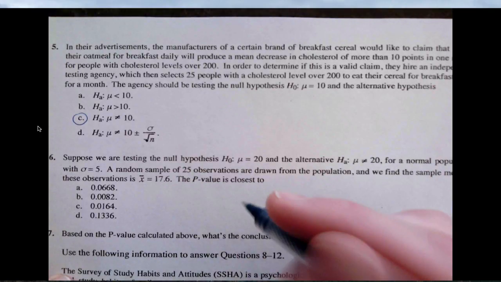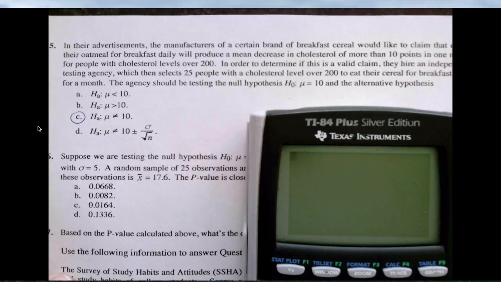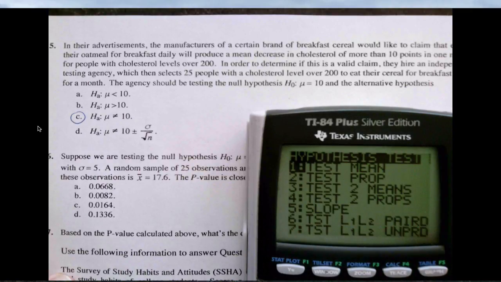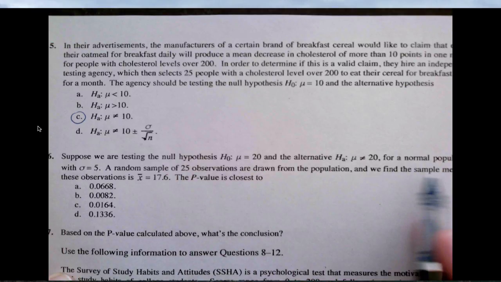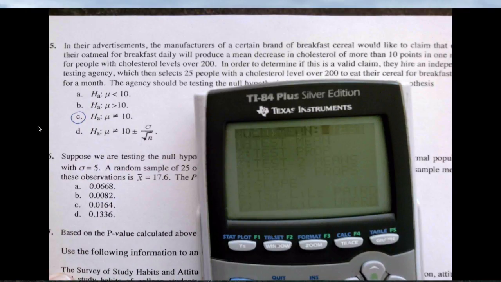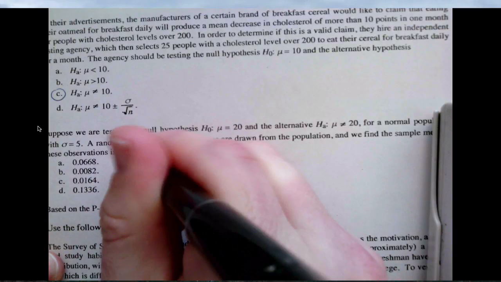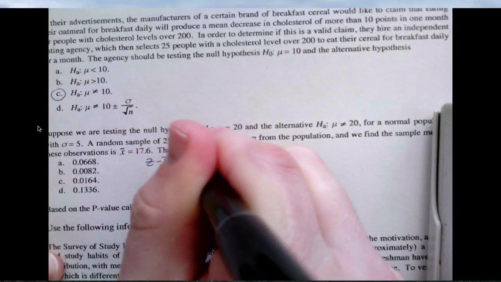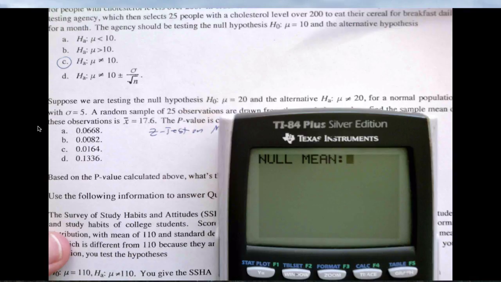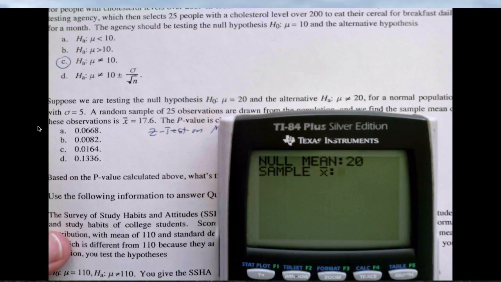Okay, so we have a significance test or hypothesis test. So when we go to the app, okay, we're going to run our hypothesis test, and they said that we know the sigma is 5, okay? So therefore we can do a test on mean, and we can run it as a z-test. So we're going to do a z-test on mean, okay? The null is what? Okay, so the null is 20. The sample mean they said was 17.6.